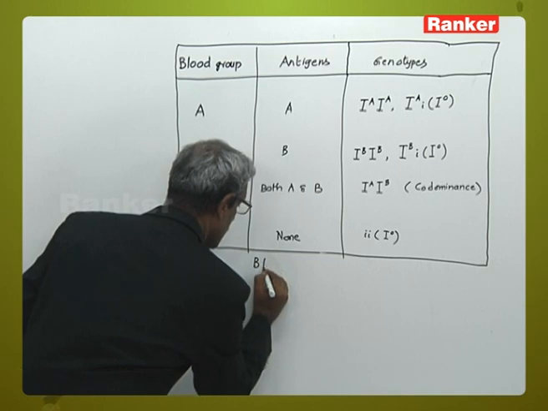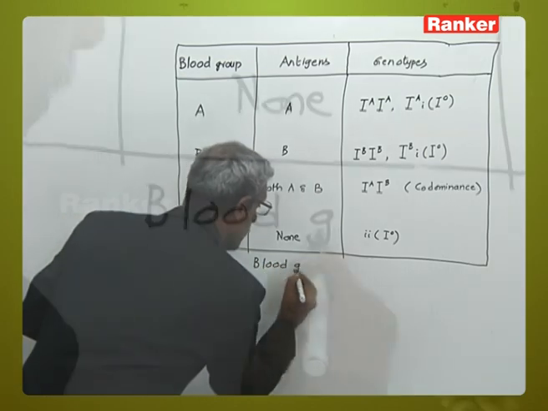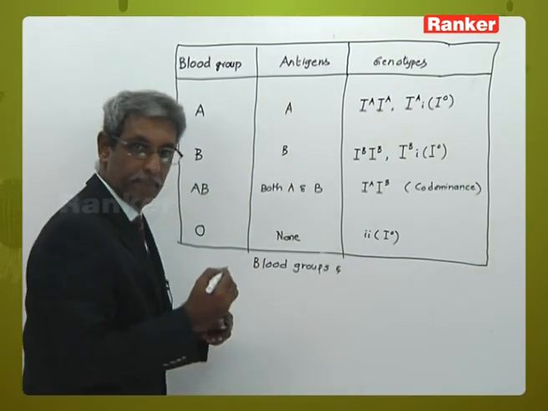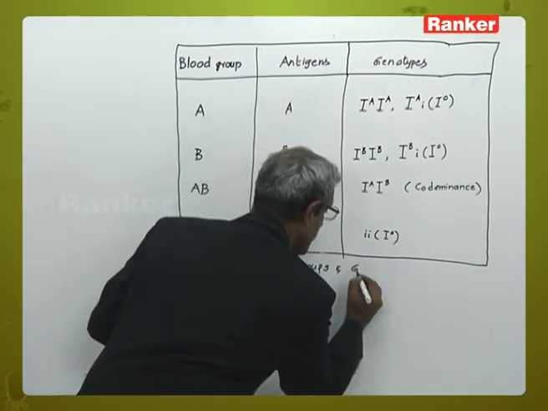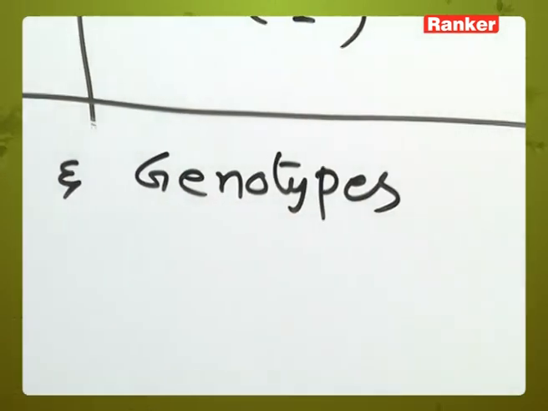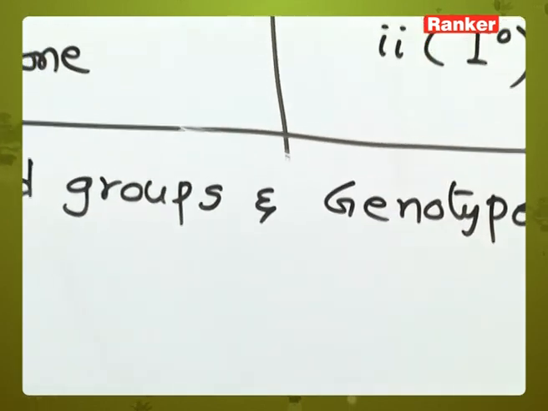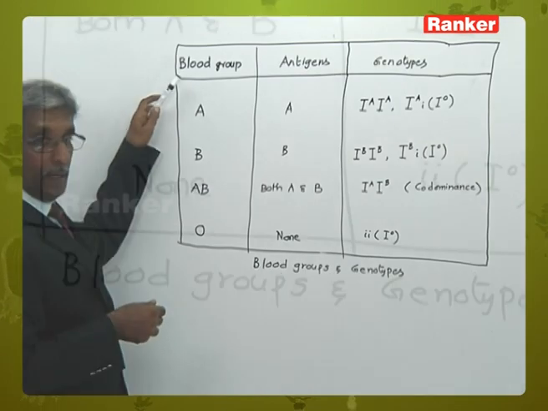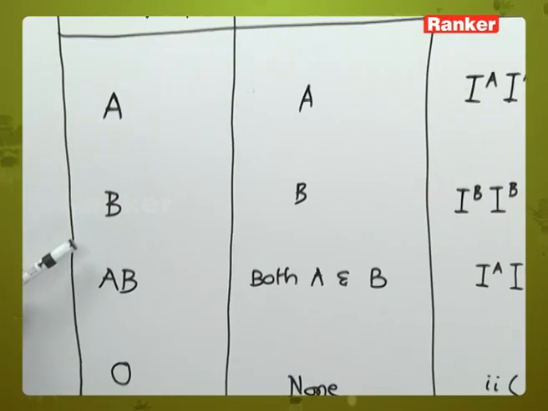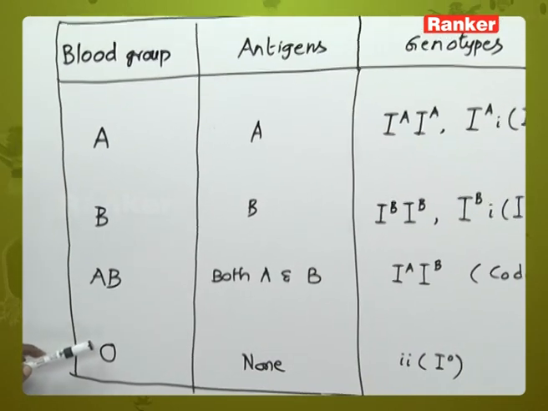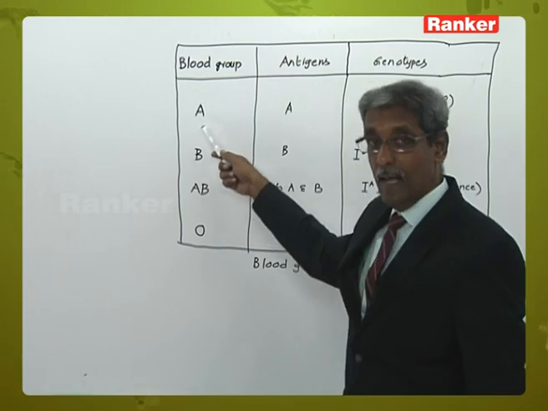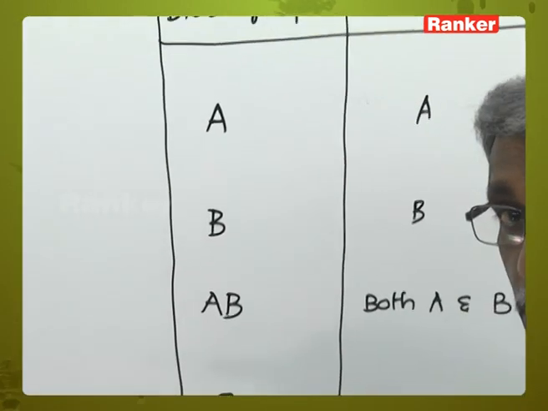We will now be discussing blood groups and their genotypes. As you understand from the table, when you take a blood group, the blood groups could be A or B or AB or O. Normally humans have A, B, AB and O.